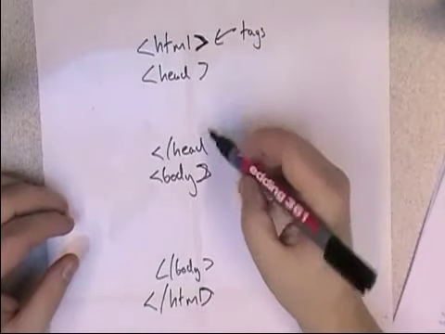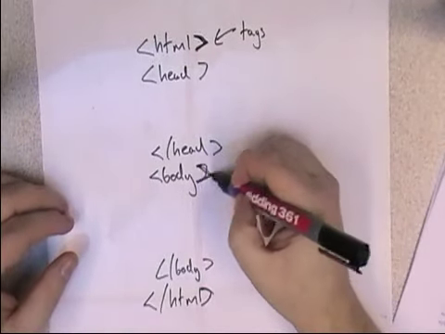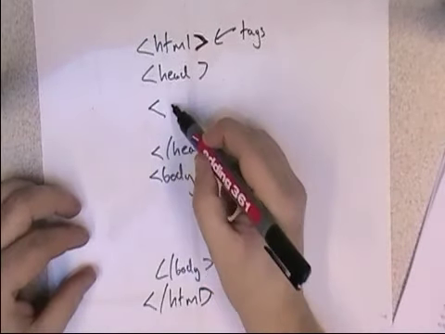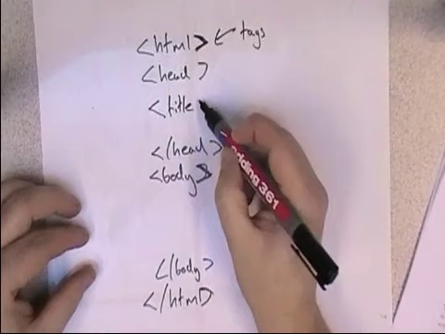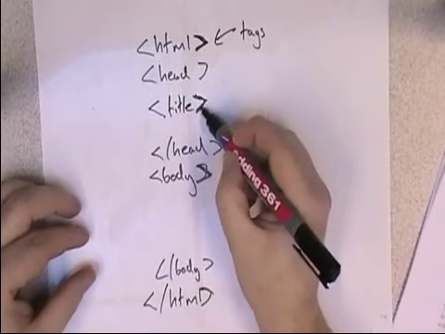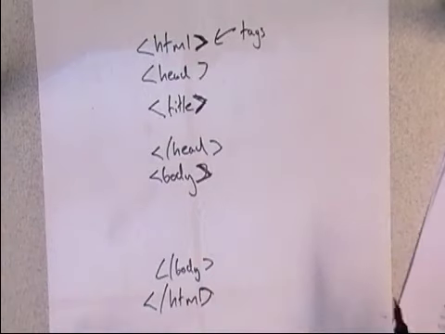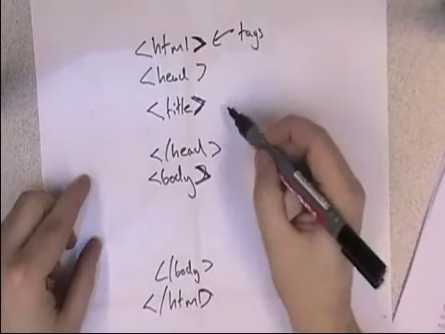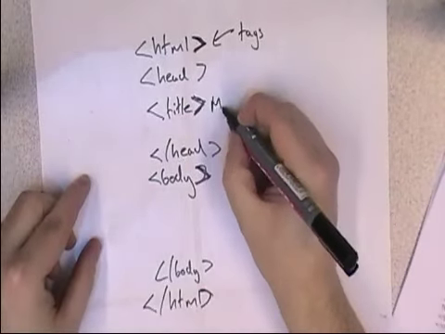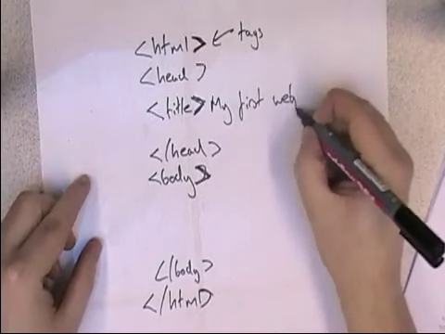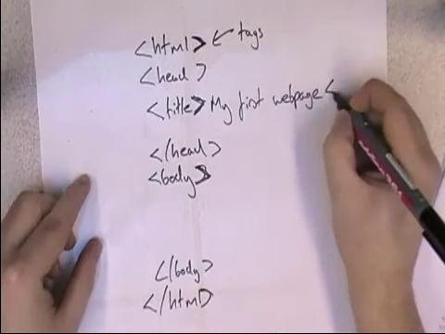Now, the things in the head won't actually appear on the web page. You won't see them most of the time, with the exception of the title. The title is the thing that appears in the title bar. So next time you're on the internet, or if you're on YouTube now, look at the top and it'll say YouTube, and it'll probably have the name of a video or some words in there, and that comes from the title tag. So I can put, you know, my first web page. It's a bit cheesy, it's a bit rubbish, but it'll work.